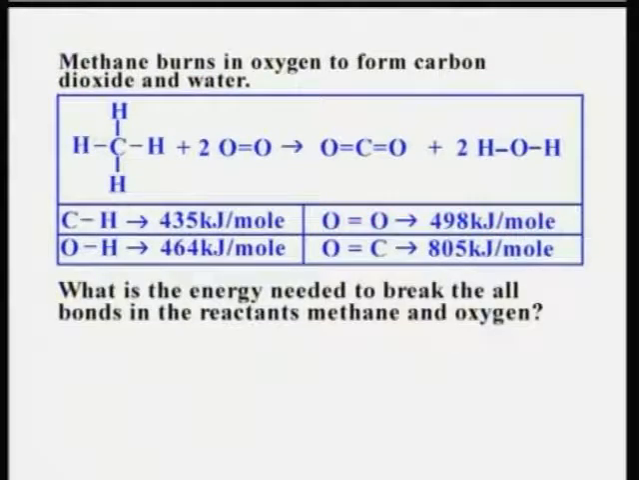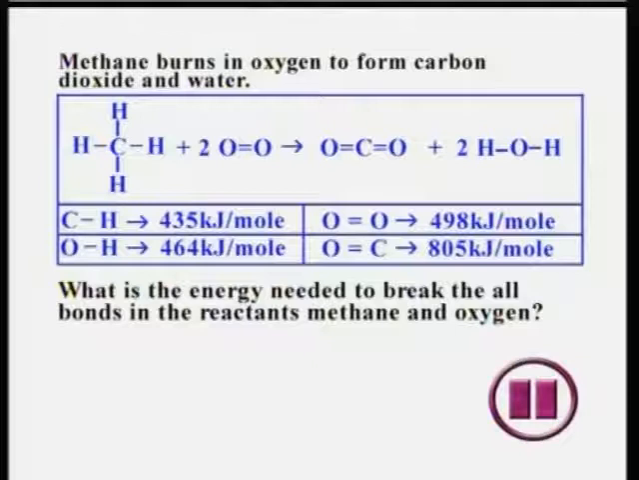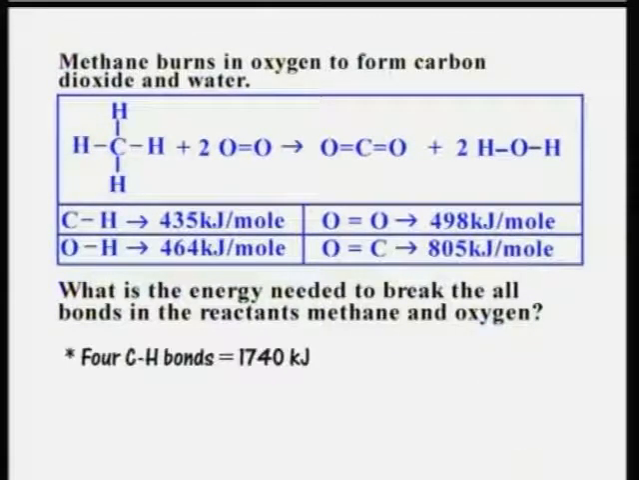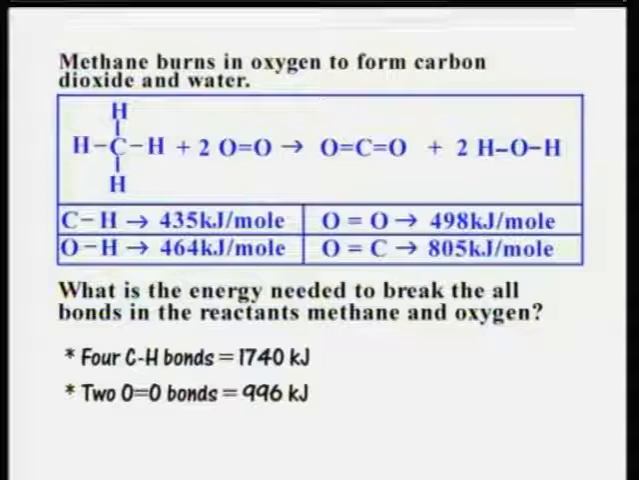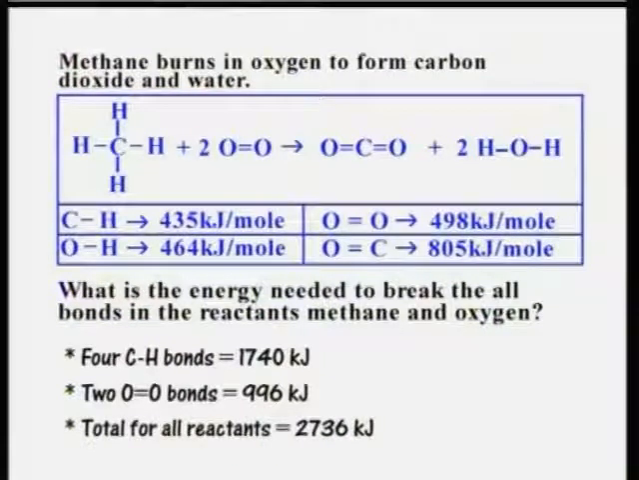What energy is needed to break all the bonds in the reactants, methane and oxygen? Four CH bonds equals 1740 kilojoules, and 2 OO double bonds equals 996 kilojoules. Added together, that's 2736 kilojoules.